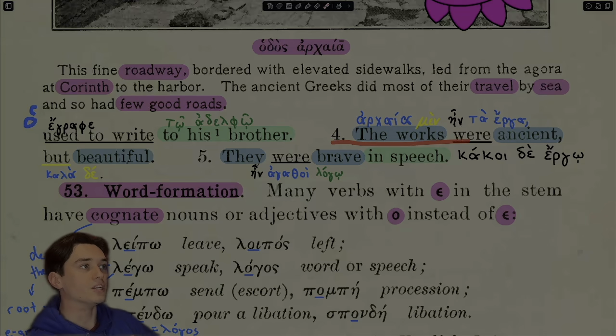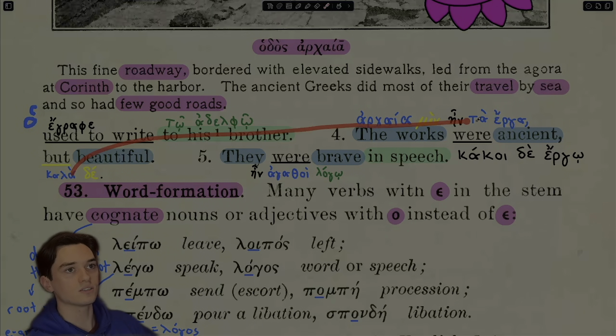4. The works were ancient but beautiful. First, there's a contrast. So the works are ancient but beautiful. Since there's a comparison, I'm going to add men and de. Since ta erga is a neuter nominative plural, it takes a singular verb, ain. The works were. Archaia, ancient, and it's going to have the same ending because it has the same gender, case, and number as erga. De, but beautiful, kala. Again, kala is going to have the same gender, case, and number as the works, ta erga.